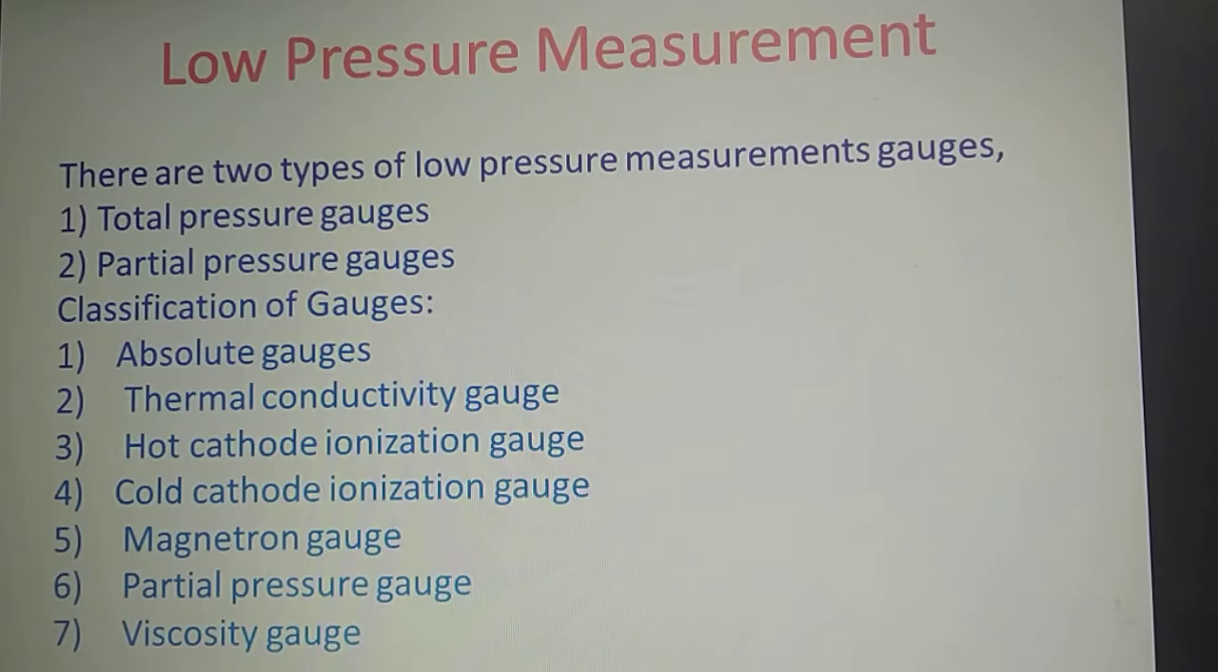So what are the various low pressure measurements? There are two types of low pressure measurement gauges, and these gauges are divided into two different types, that is total pressure gauge and partial pressure gauges. Classification of gauges is absolute gauge, thermocouple conductivity gauge or thermal conductivity gauge, hot cathode ionization gauge, cold cathode ionization gauge, magnetron gauge, partial pressure gauge, viscosity gauge. These are various types of gauges actually.